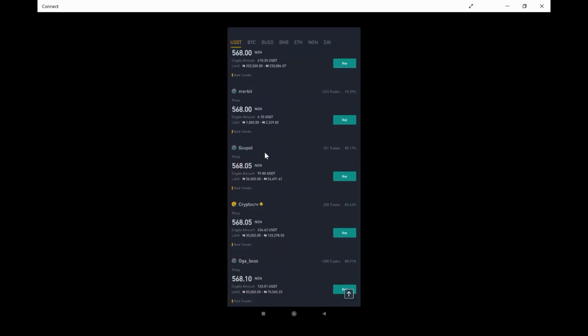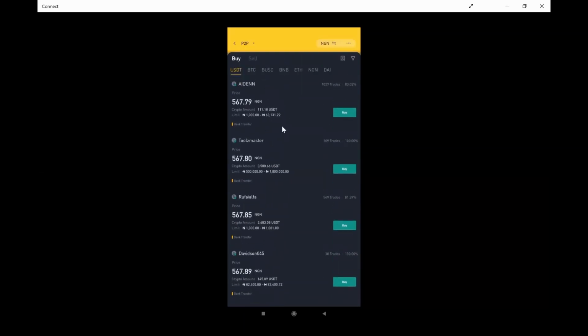So you can go to the next page. So these are what these different things mean. And then underneath here, you have bank transfer, meaning his mode of transaction is bank transfer. Mostly every other person has that as their mode of transaction, okay? Then here you have the buy button, meaning if you're okay with everything you see here, you're okay with the amount of trades Aiden has done, and the percentage completion, and then you've looked at the amount he has to sell and the limit, it's within what you want, then you can click on buy.